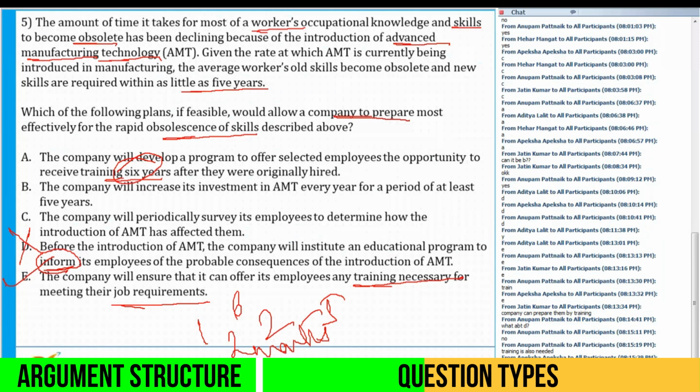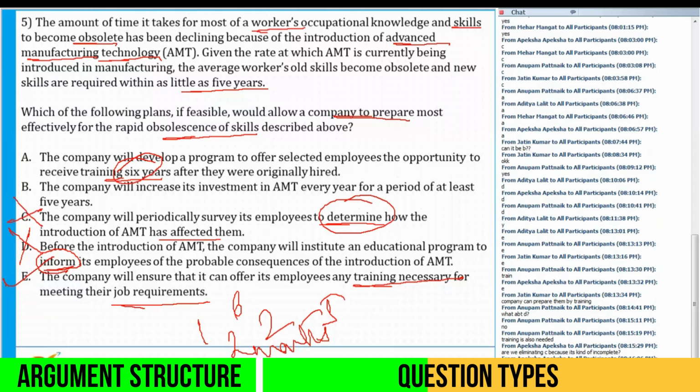Okay. Apeksha, your question is, are we eliminating C because it's kind of incomplete? Let's see. The company will periodically survey its employees to determine how the introduction of AMT has affected them. Okay. So the company will find out how employees have been affected and then do what? Merely finding out or determining the effect, will it help the company fight rapid obsolescence? No, C and D are just the same. They are passive. You're not actively doing something. C and D are passive measures. Okay? That is why C and D will not work. Should be E.